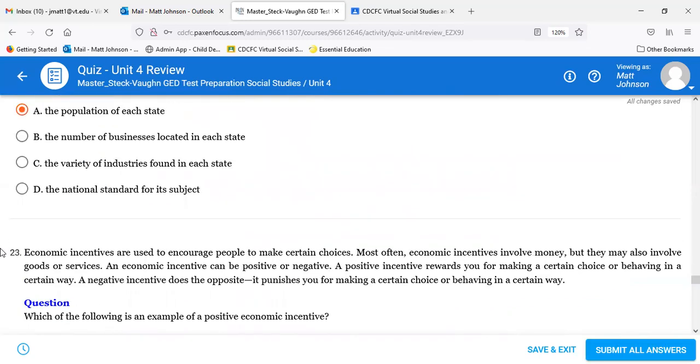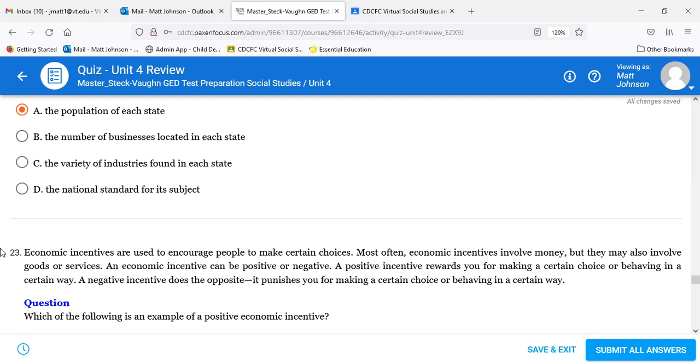23. So let's see what we have here. It says the economic incentives are used to encourage people to make certain choices. Most often, economic incentives involve money, but they may also involve goods or services. An economic incentive can be positive or negative. A positive incentive rewards you for making a certain choice or behaving in a certain way. A negative incentive does the opposite. It punishes you for making a certain choice or behaving in a certain way.